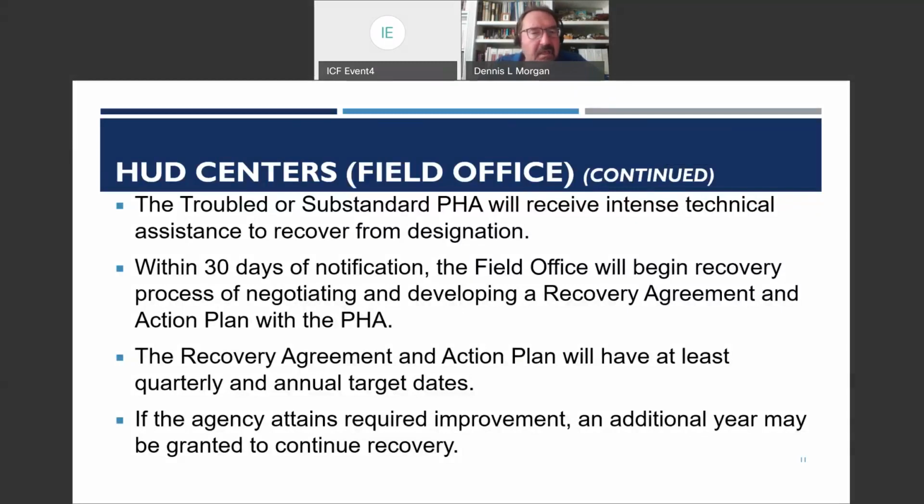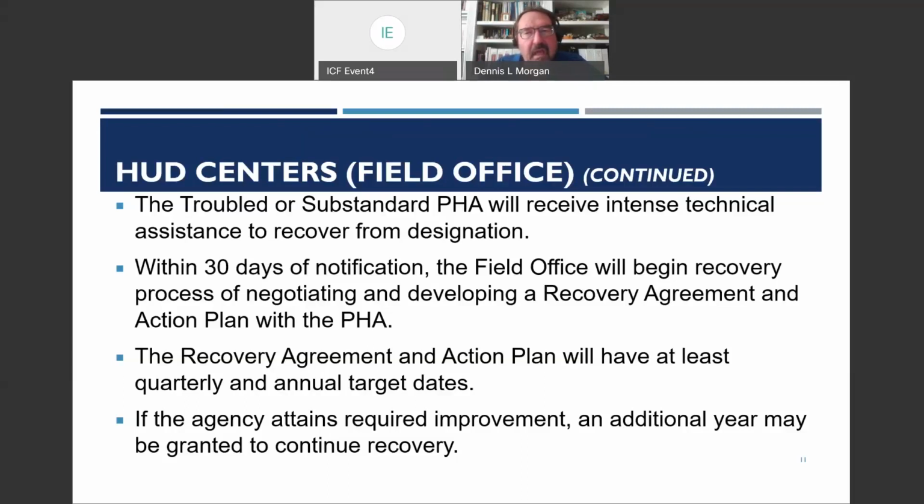So if I need additional information, or maybe I need to coordinate on certain activities such as modernization or looking at my MAS indicators and other things as well, that's what your field office is there to do, to support you in that endeavor as well. Within 30 days of notification, that field office is going to be working towards what's called a recovery agreement or an action plan with the housing agency as well.